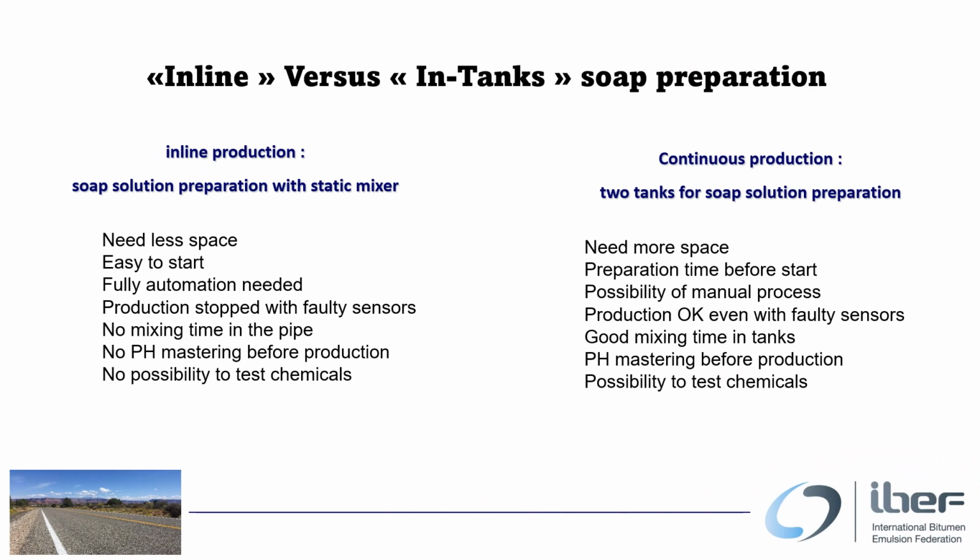Here is a brief comparison between inline process and continuous with tanks process. On the left, the inline production with static mixer. On the right, the preparation of soap solution into tanks. The main advantages of inline process are to start very quickly and switch from one formulation to another one very easily. The main advantages of tanks are the possibility to adjust the pH before starting the production and to have the possibility to test chemicals directly into the tanks.